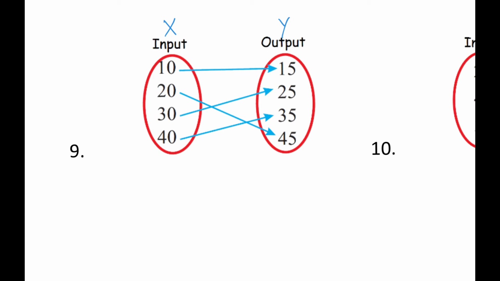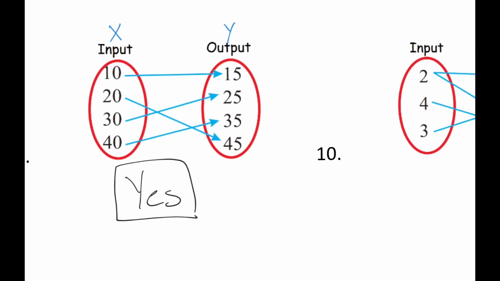So the main thing you have to look for is, when you have a mapping, the inputs, or the x values, must have only one arrow going out in order to say it is a function. So we have the 10, 20, 30, 40, and every number has only one arrow going out. So this is a function, yes. If one number for the inputs, and I'm looking at the x's, has two arrows going out, then it's not a function. But number 9 it is, because every single input has only one arrow going out.